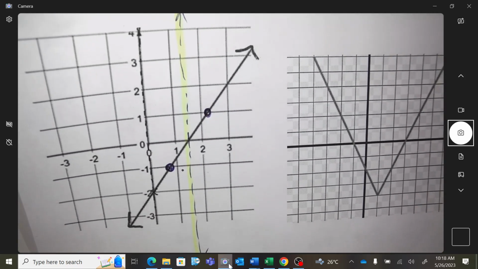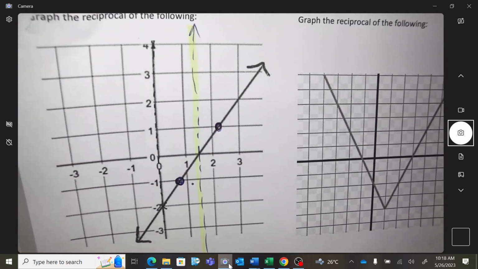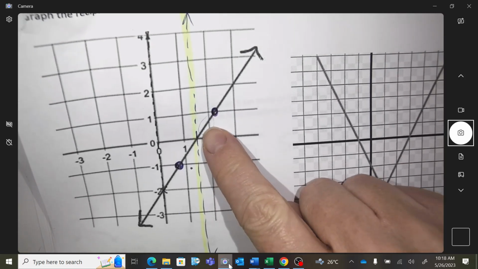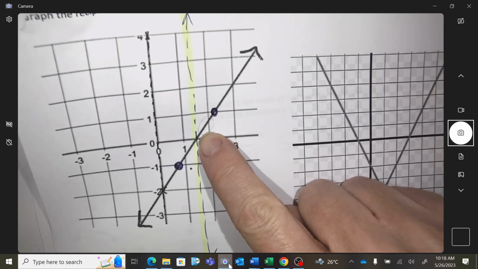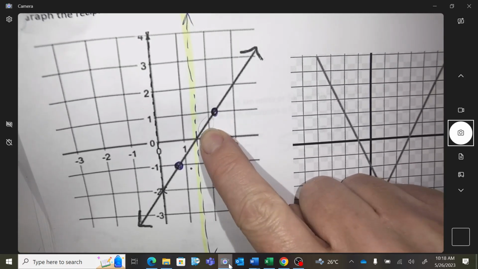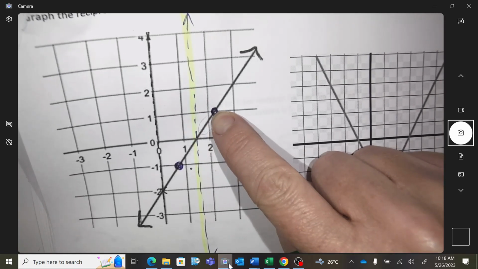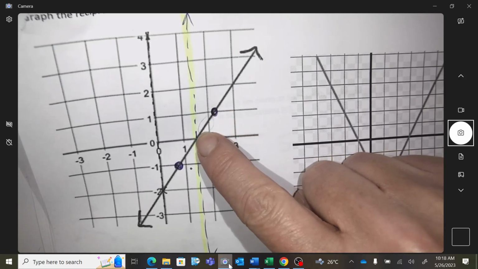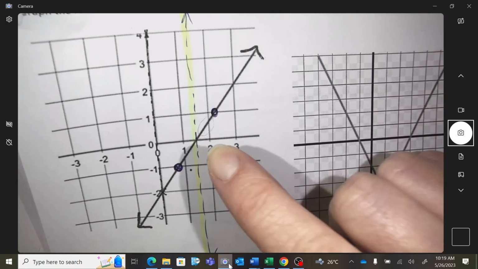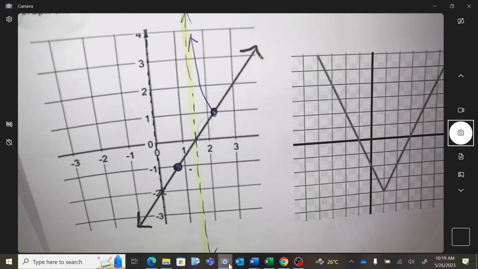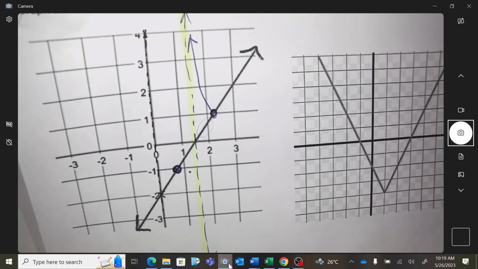Okay, now, what's going on right in this zone? From here to here, what's going on? Are these numbers big or small? So watching my finger, what am I doing? I'm going closer, closer, closer, closer, closer to 0. So what should I do as a reciprocal? I should go farther and farther and farther away from 0. I should get bigger, bigger, bigger, bigger.